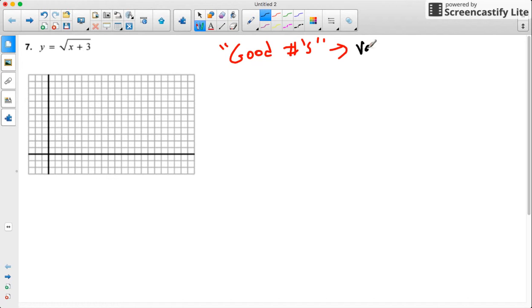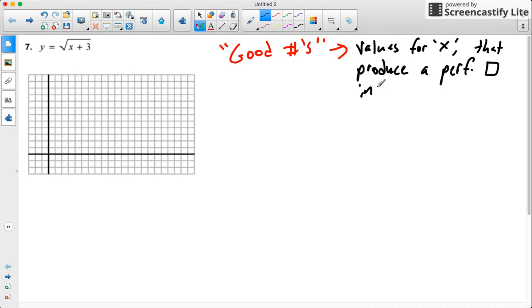So values for x that produce a perfect square inside the radical. Okay, so remember, if we want to take the square root of something, I like to take square roots of perfect squares. Otherwise, I'd get these nasty decimals. I'd have to calculate this using a calculator. I want to do this stuff by hand. So I want to pick good numbers for x.